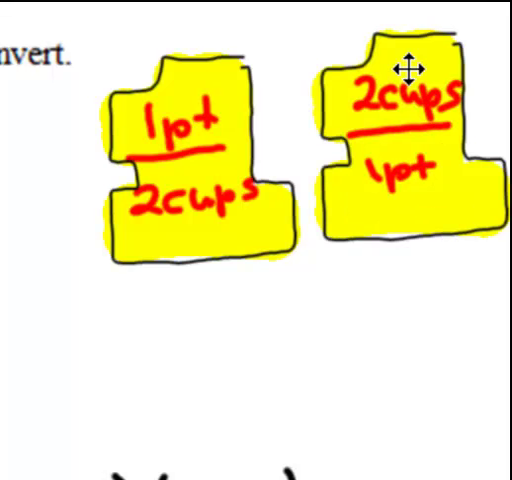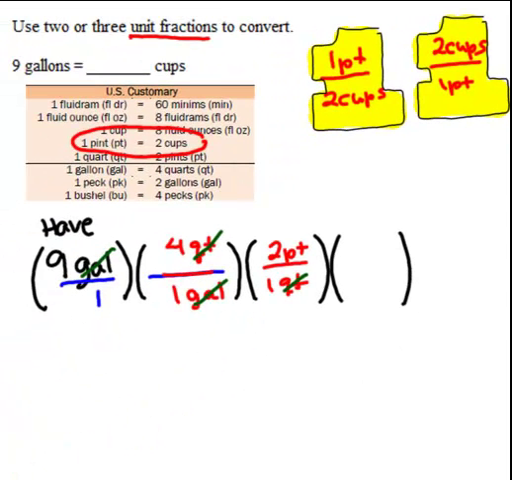So which one of these are we going to use? Because we need pints to cancel and pints are on the top, we're going to use this second unit fraction because pints are on the bottom, and that will cancel. 2 cups over 1 pint. Pints cancel, and we're in cups, and that's where we want to be. So I don't have to multiply by any more unit fractions.